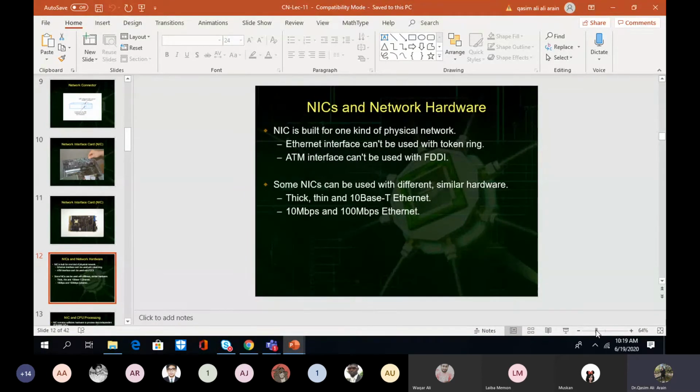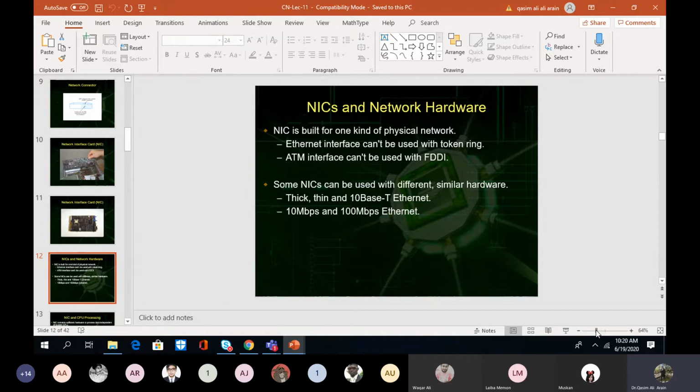Okay, NICs and network hardware. NICs is built for one kind of physical network, right? Ethernet interface can't be used with token ring. ATM interface can't be used with FDDI। अब देखें, this is very important to understand। अब अगर मैं आप लोगों से कहूं कि Ethernet interface और ATM interface, they both are different, what does it mean?